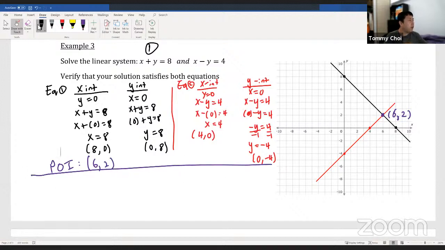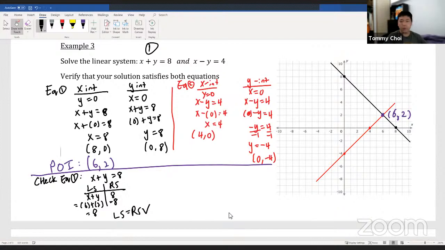Okay. Now we have to check our work. So we're going to go through our checking. We're going to check equation 1, which is x plus y equals 8. So our left side equals right side. Our right side is 8. So we don't really have to solve anything. Our left side is x plus y. So we're going to plug in 6 plus 2 as our point, and we get 8. Does left side equal right side? Absolutely. Left side equals right side.